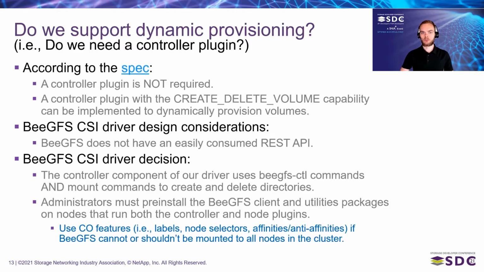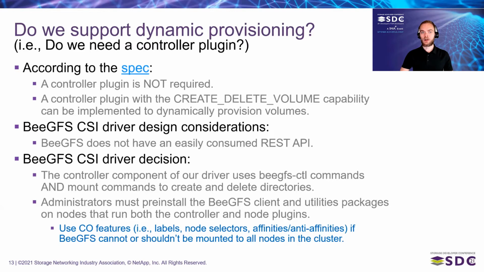So ultimately, our controller plugin does two things. When the create volume RPC is called, we use BeeGFS CTL to create a new directory configured with those provided BeeGFS-specific parameters. More on that when we talk about how the driver handles configuration, but for now, know that striping and permissions are passed in the create volume parameters map. Then when the delete volume RPC is called, we mount the BeeGFS file system to perform the Go equivalent of an rm -rf for the directory representing the volume.